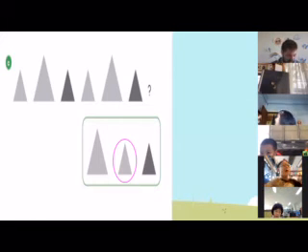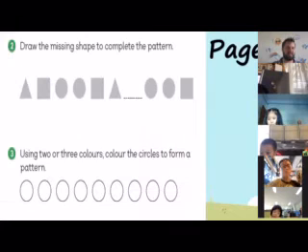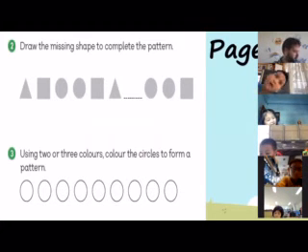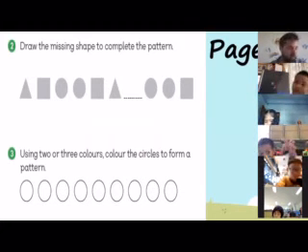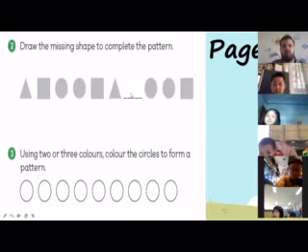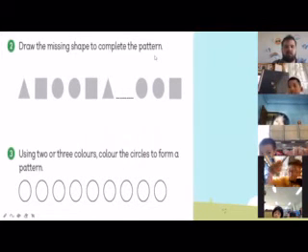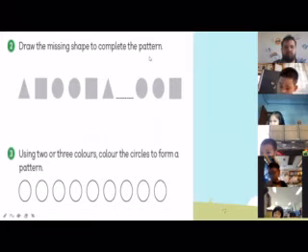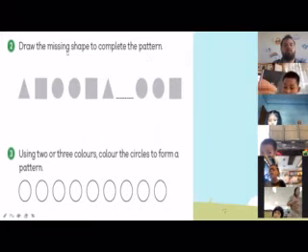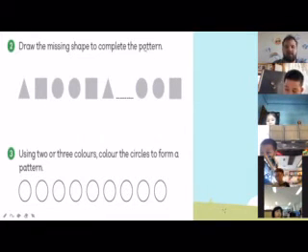Let's move on to our next page. Our next page is going to be page 29. Page 29. Okay, are we ready? So on page 29, it says, draw the missing shape to complete the pattern.